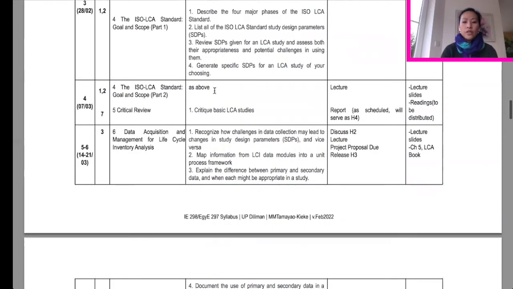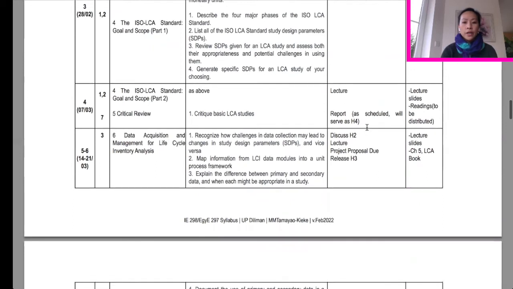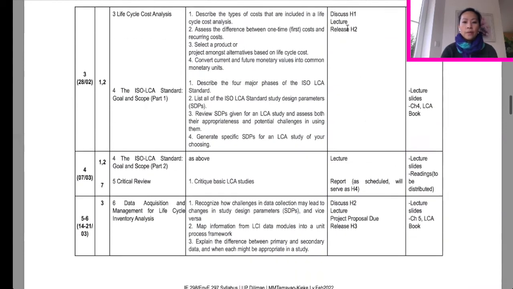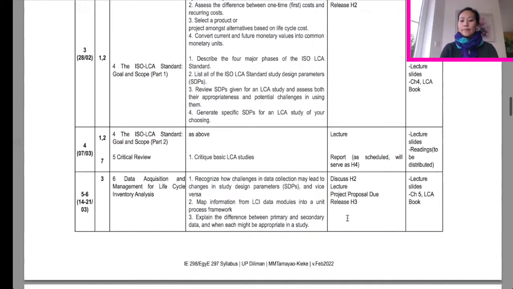On March 7, there will be no homework, but we will be discussing homework 2 on March 14. Subsequently, we will release homework 3. For March 14 to 21, we will talk about data acquisition and management for life cycle inventory analysis.